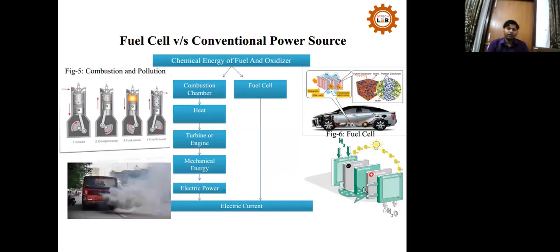One of the advantages of fuel cells: in conventional systems where we use combustion engines, there is pollution. But if we use a fuel cell, we will not be creating any pollution.